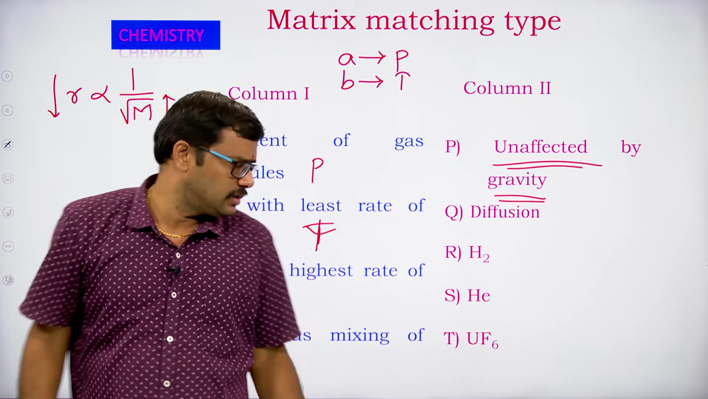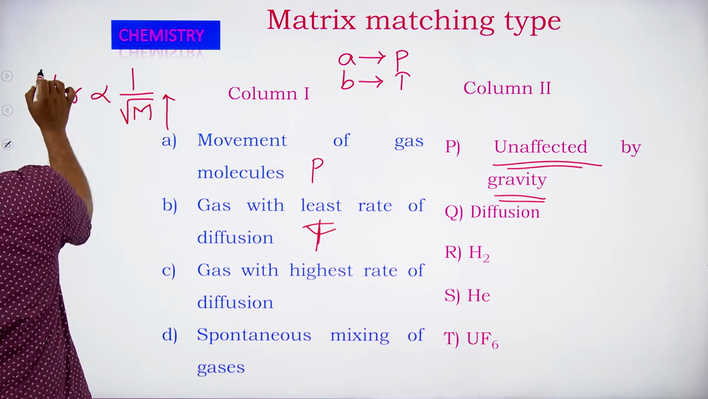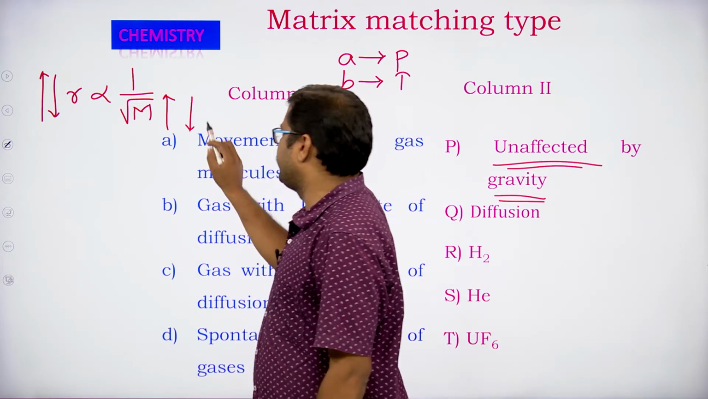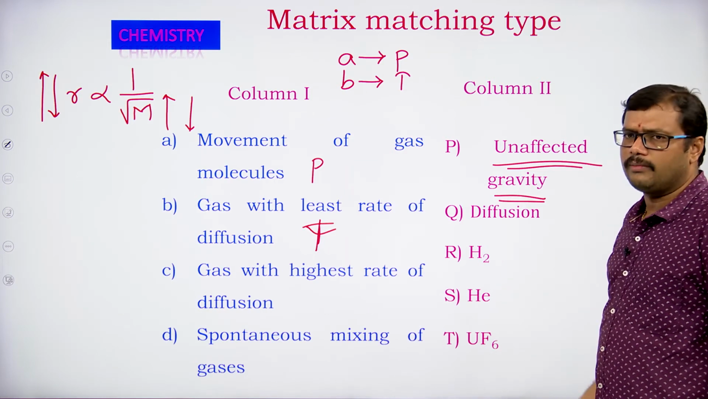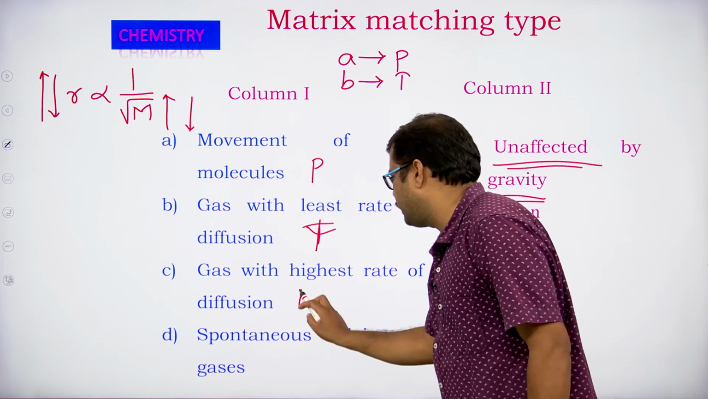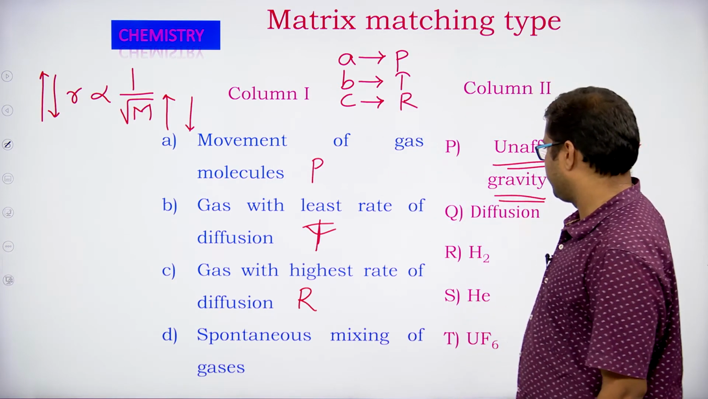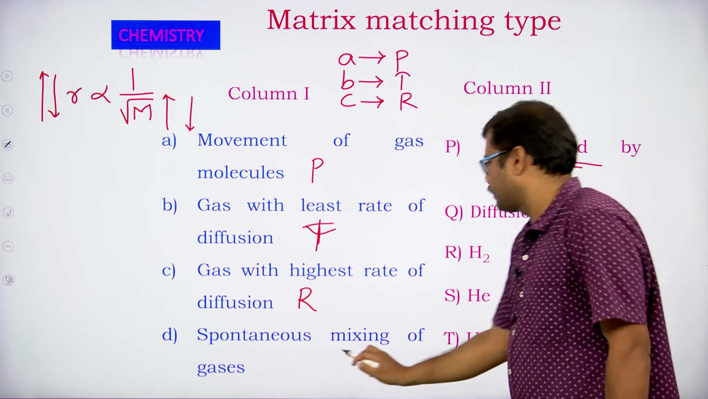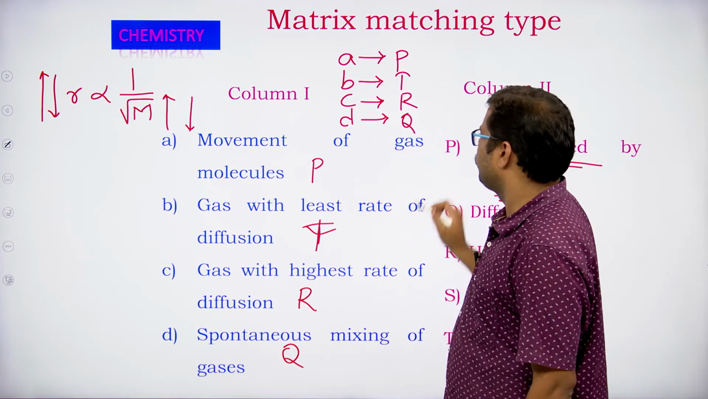Look at the third one. Gas with the highest rate of diffusion. Now, rate of diffusion should be high. When rate of diffusion is high, what about the molecular mass? Molecular mass should be the lowest. Among the given 3, which is having the lowest molecular mass? Hydrogen molecular mass is 2, helium molecular mass is 4. So among these two, hydrogen should have the highest rate of diffusion. So C is correlated to R. Okay. And we know the spontaneous mixing of gases is known as diffusion. What is spontaneous mixing of gases? It is diffusion. So D is correlated to Q.